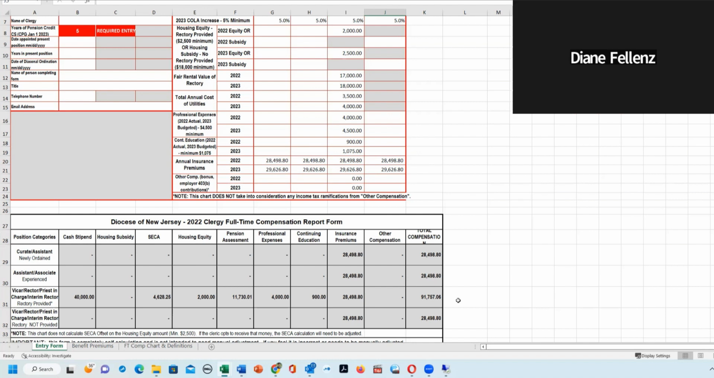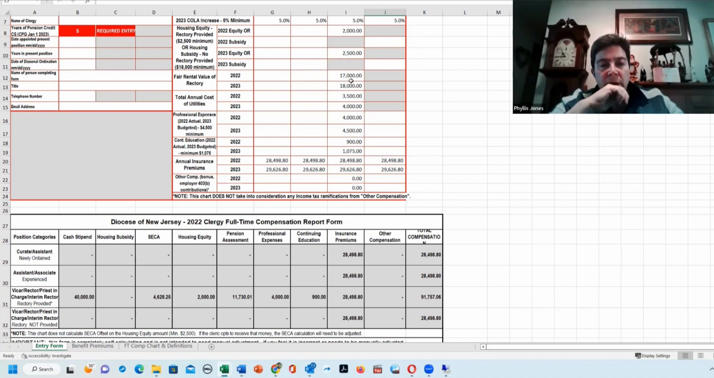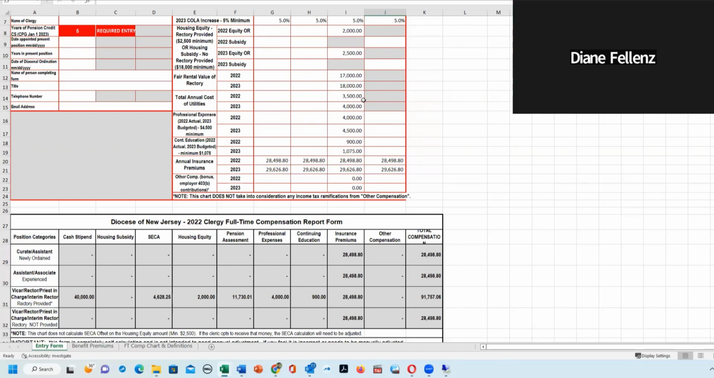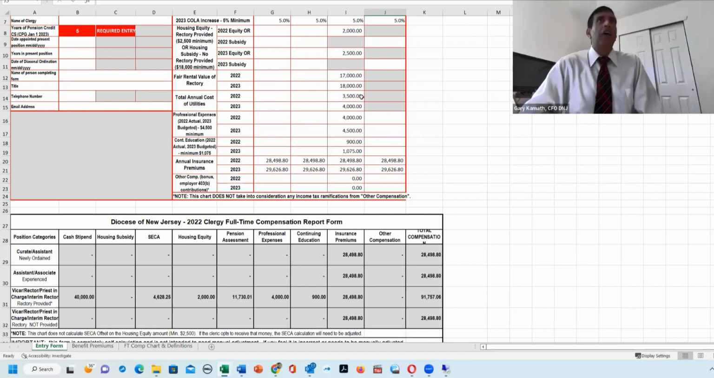Isn't the housing equity in that 2,000? I see the 2,000 in your sheet, so I thought that was included in the total of 91,757. I think you meant to say the fair rental value and the utilities. Okay, utilities. Thank you. Absolutely. Fair rental value and the utilities. Yes. Thank you for pointing that out.